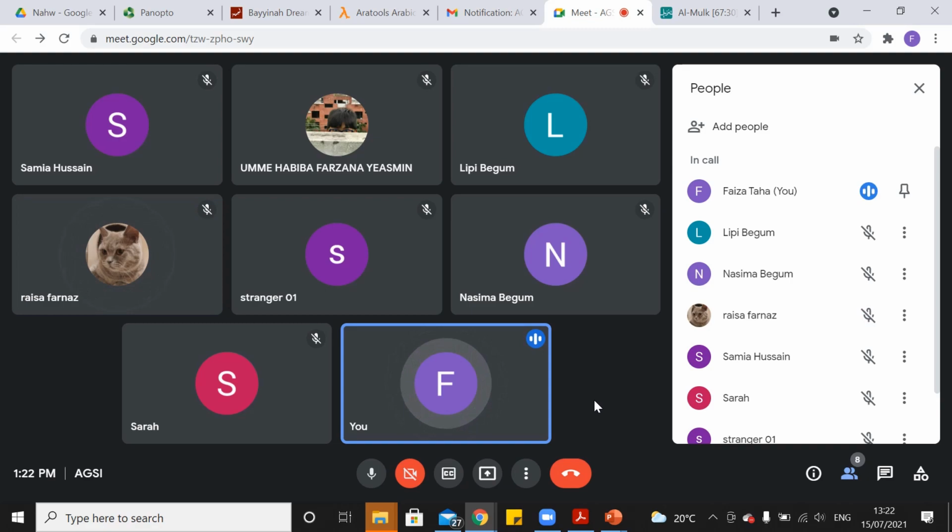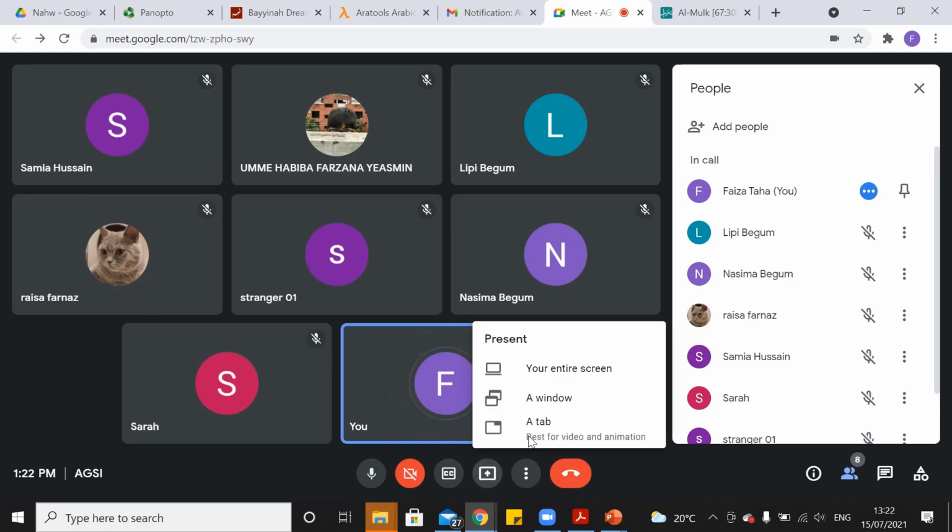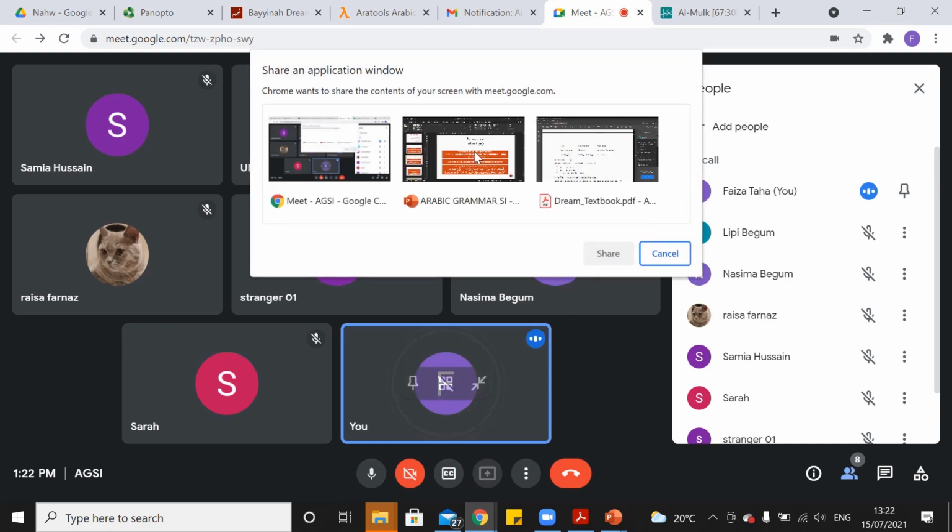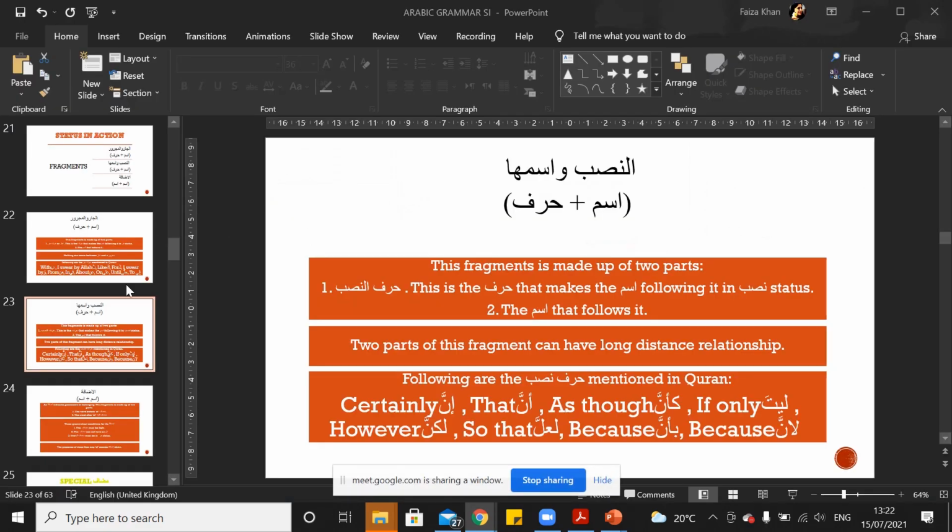So now today we are starting a new fragment, which is an ism plus ism fragment, that is called idafa. So the idafa fragment, I think something happened to my slide today.